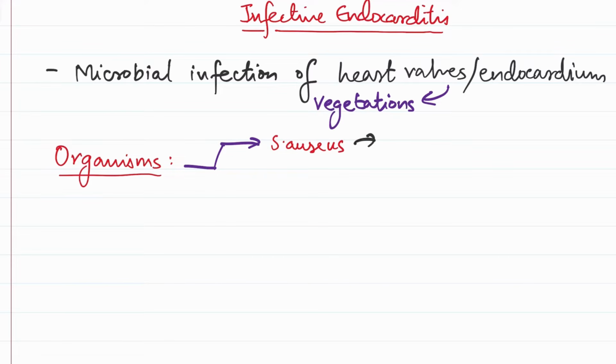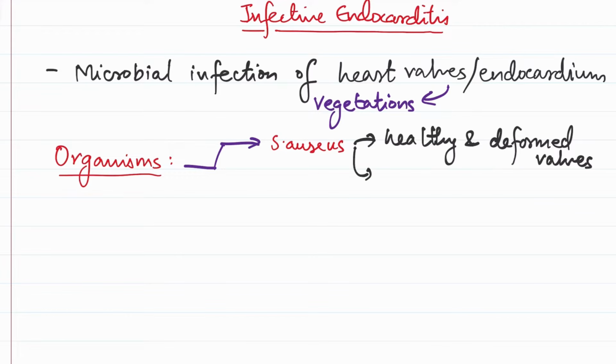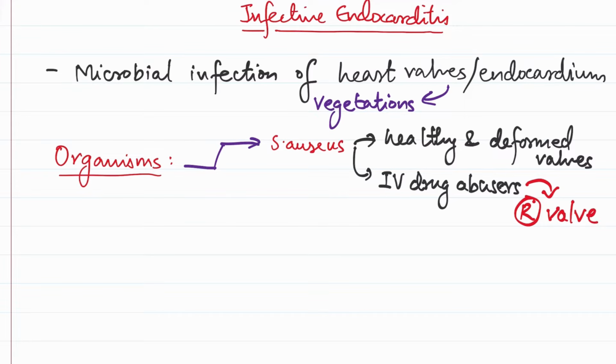And the peculiarity is that it is a highly virulent organism and it affects both healthy and deformed valves. So both abnormal and normal valves can be affected by Staph aureus. And it is important in intravenous drug abusers because during their drug intake, the Staph aureus could enter into the veins, and as the blood travels through the right side of the heart, they could cause right-sided infective endocarditis.